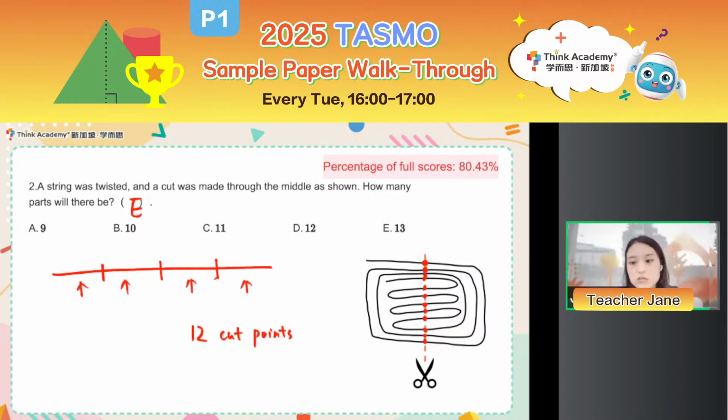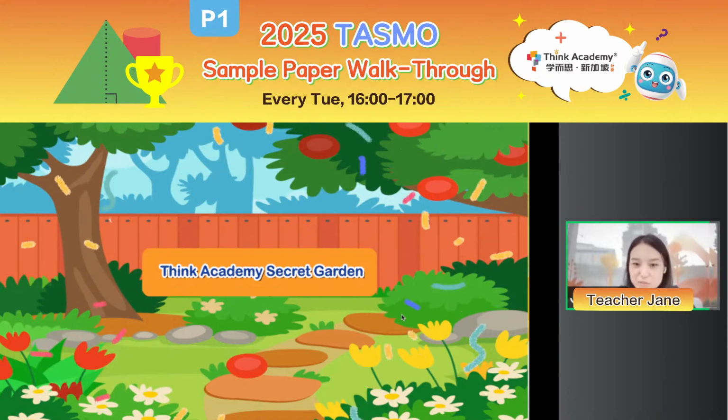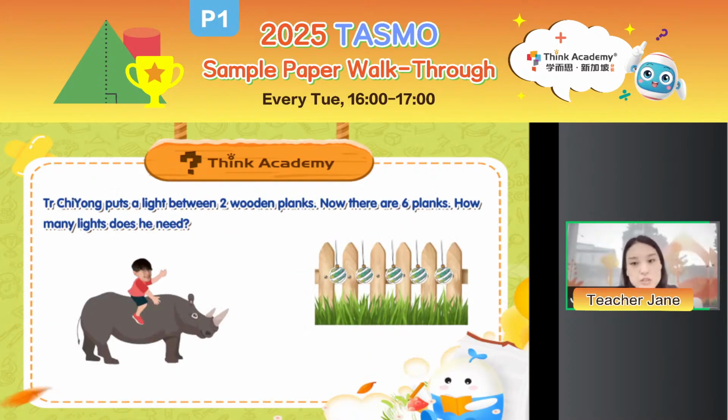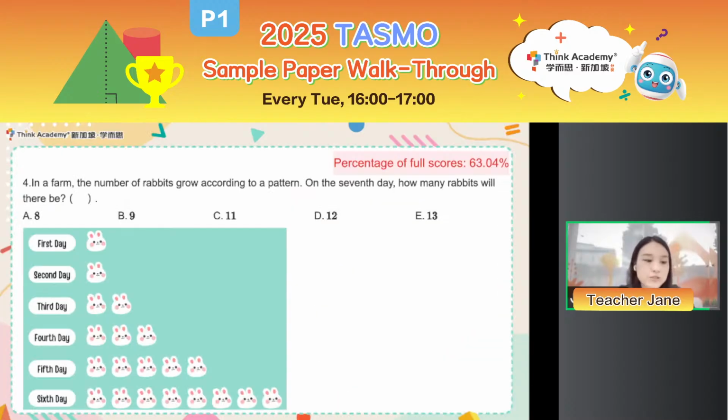That will be fine. Okay, to remind you, let me show you this picture again. You have already seen this 3 times, okay? In Think Academy Secret Garden, Teacher Jane grows carrots in a row. She puts a stone between every 2 carrots. Now she has put 6 stones, so the number of stones, 6, is the number of intervals. Then the carrots, we got 7. During the last 2 weeks, you also saw this kind of question, so we don't repeat again. Just remember this type of question is super important, okay? Just remember to review what we have learned. Okay, so everyone, this time, let's take a look at the fourth question.